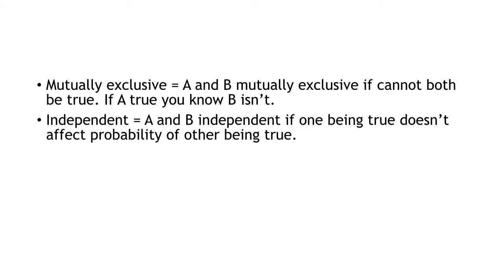Mutually exclusive just means that both things can't happen, right? If I flip a coin, heads and tails are mutually exclusive. It cannot come up both heads and tails. So mutually exclusive means they can't both be true. Independent means that the one does not affect the probability of the other.